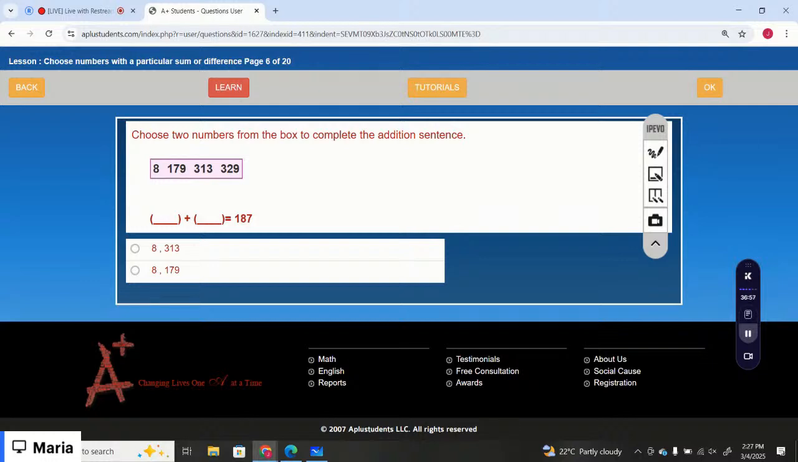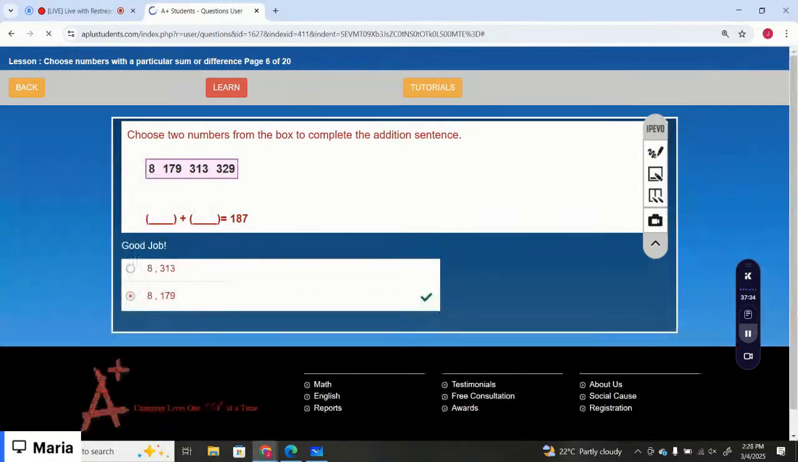Choose two numbers from the box to complete the addition sentence. Which two numbers have the sum 187? That is 179 and 8. They have the sum of 187. Option number 2 is the correct option.